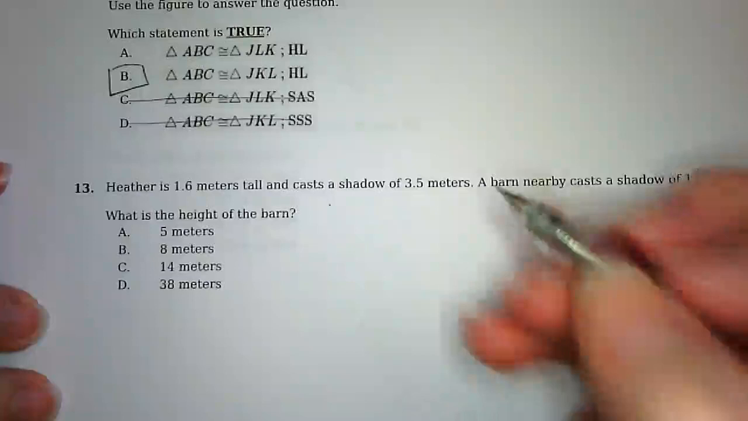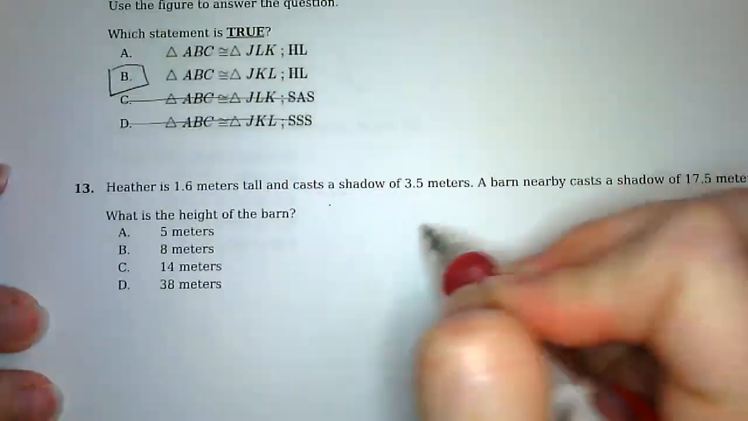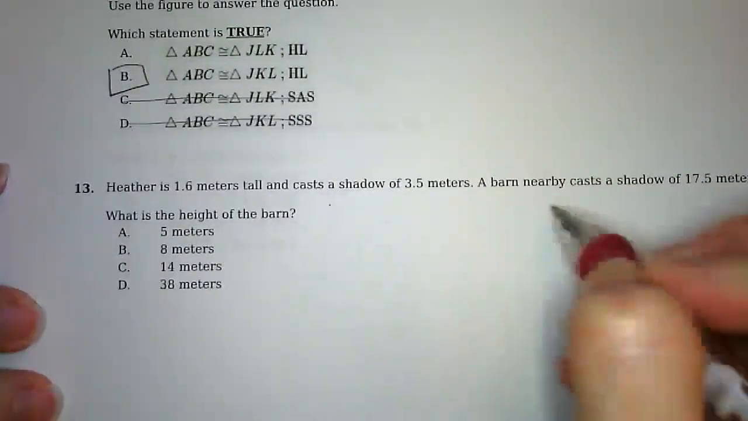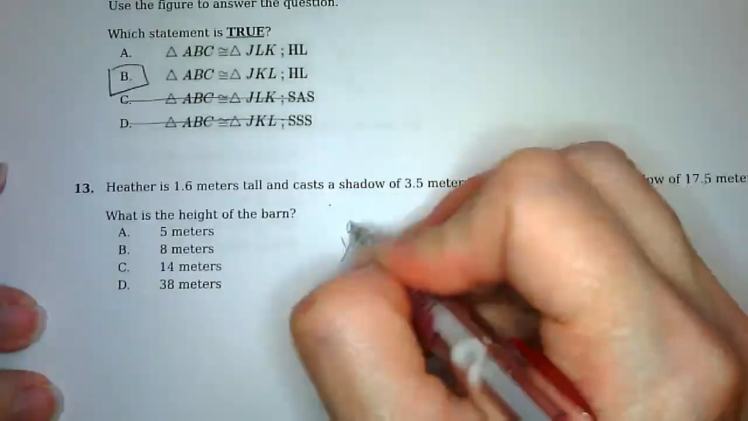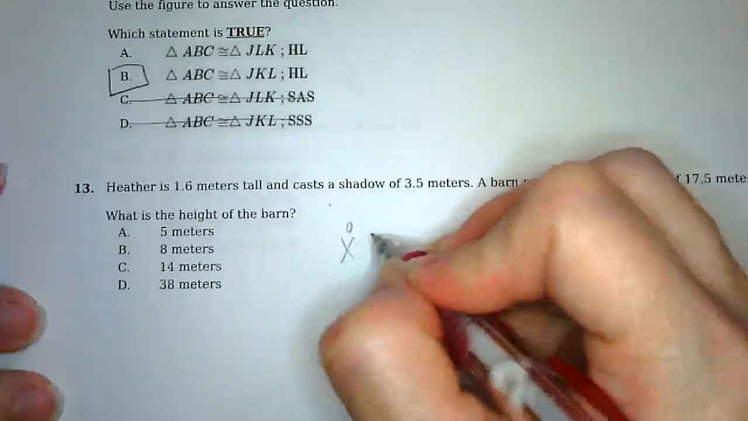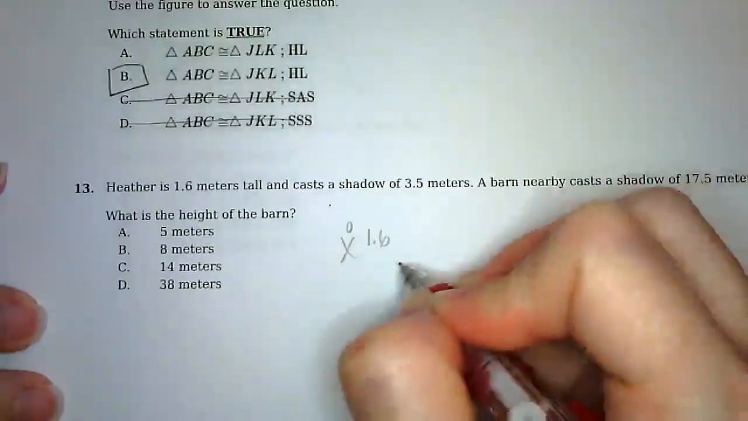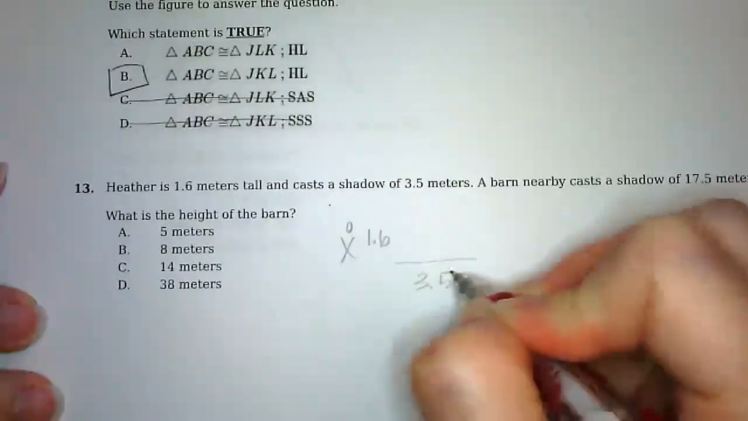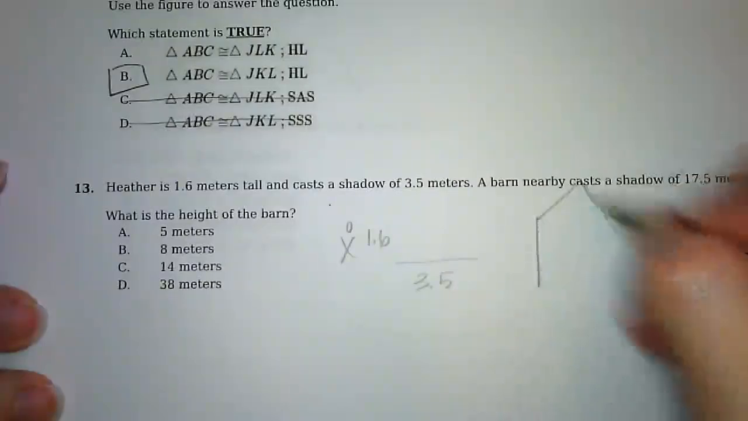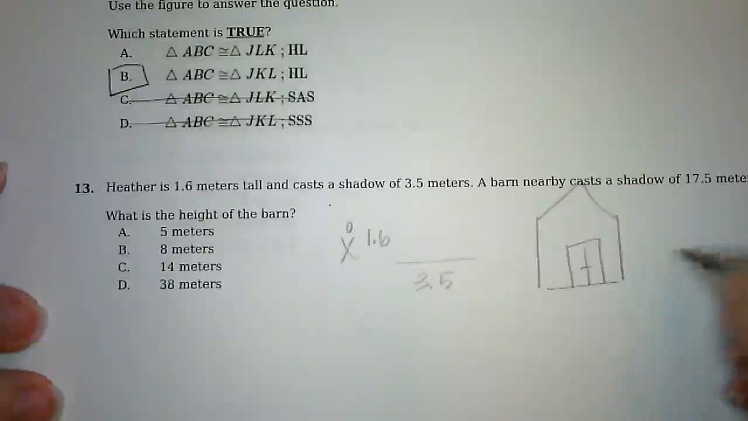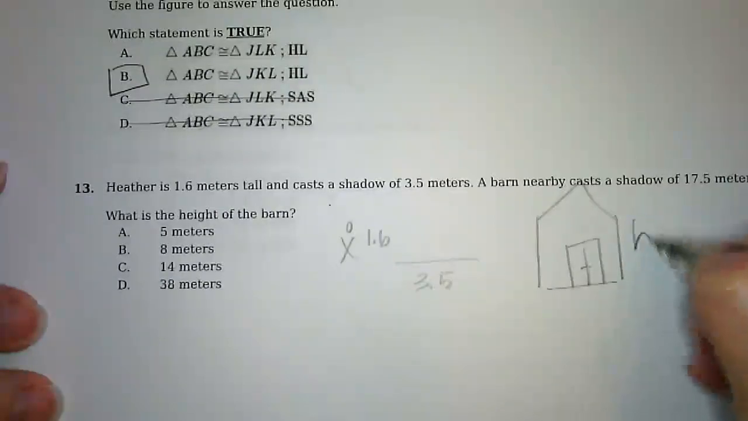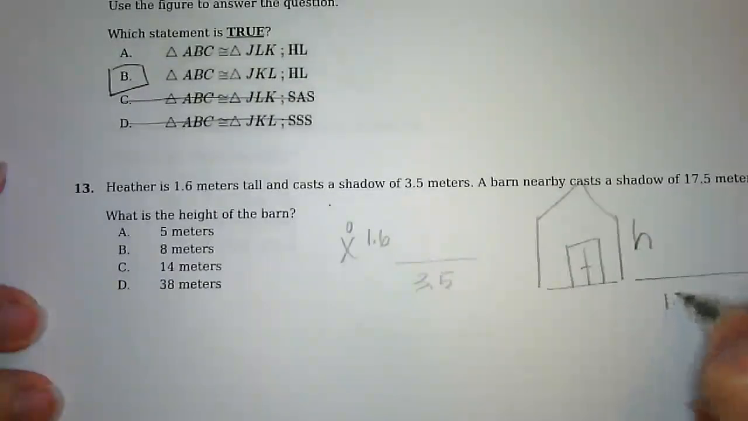So there you go. All right, Heather is 1.6 meters tall and casts a shadow of 3.5. A barn nearby has a shadow of 17.5. All right, so here's Heather. She is 1.6 and her shadow is 3.5. Then we have a barn that we don't know the height of, but we know the shadow is 17.5.